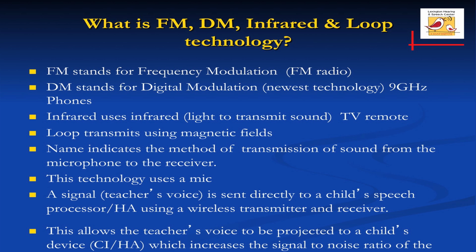There is a personal system, which means that it is easily carried around and used in many different settings, or classroom-based, which means it would stay in the classroom or in a facility where it is set up. We have FM, which is frequency modulated technology. We have DM, which is digital modulation technology, which is the newest technology that has come out, and it works on a gigahertz wavelength.